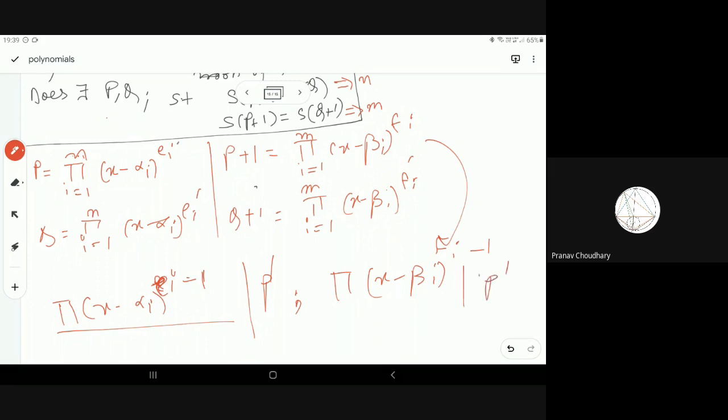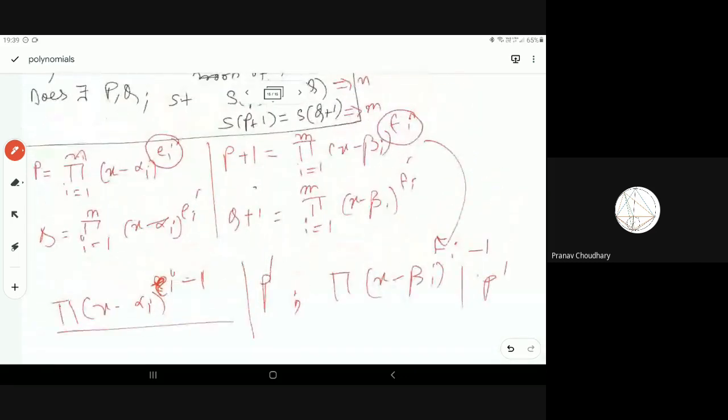Also note that the summation of all the e i is equal to degree p, and the summation of all the f i is equal to degree q, right? Also, we are working in complex numbers, so everything is factorizable, and so on, right?